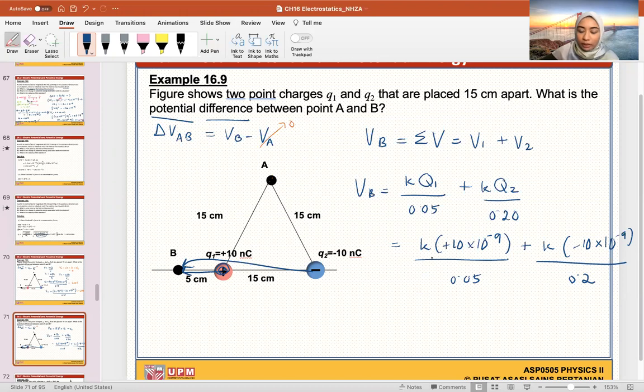Okay, if I want to make things easy, I can factor out the K, but that's too much effort. So 10 to the minus 9 times 9 times, too lazy to calculate. Okay, can someone calculate this for me? K is 9 times 10 to the 9, times this divided by 0.05. Can someone tell me what this first term is?